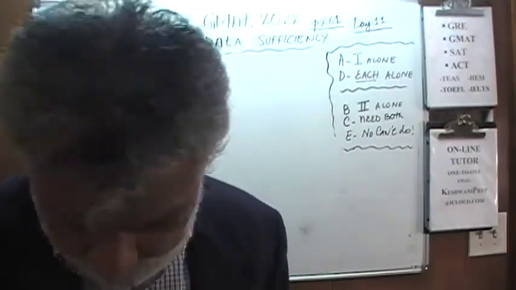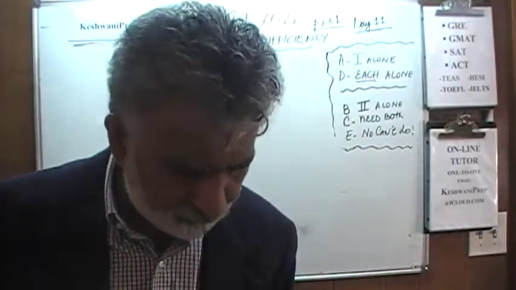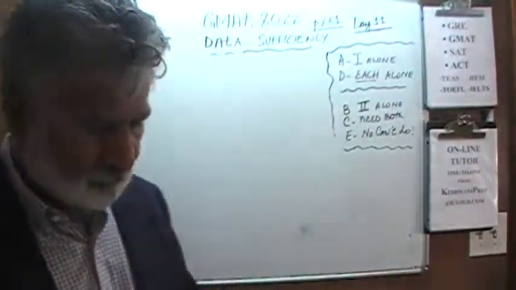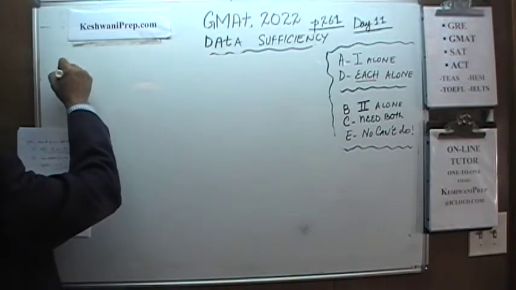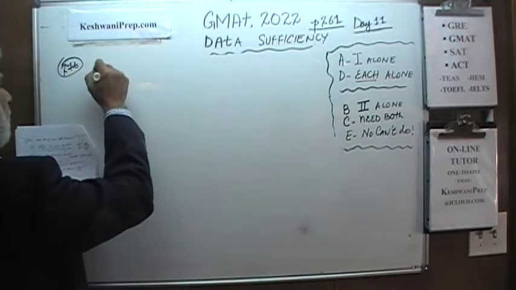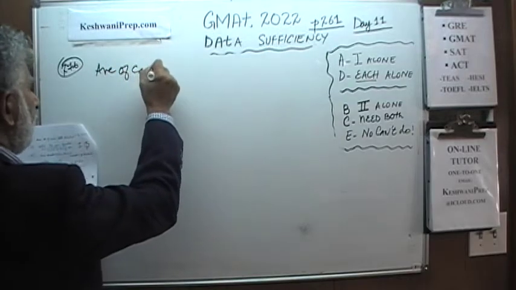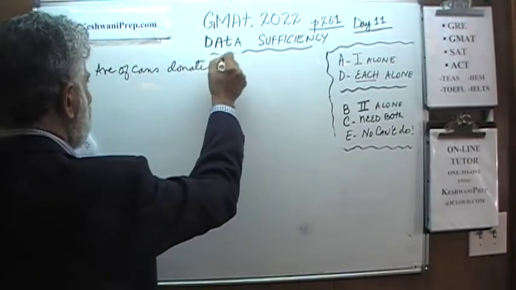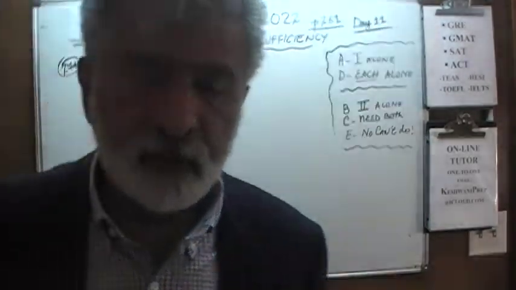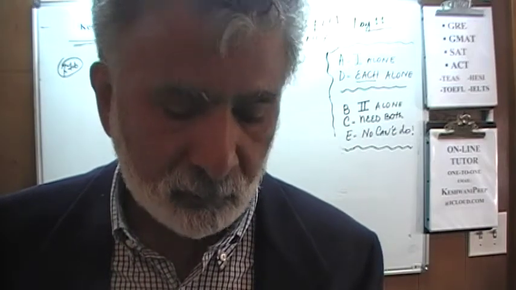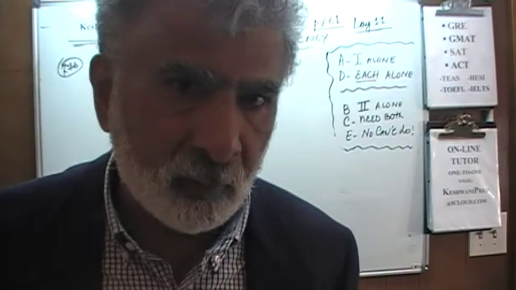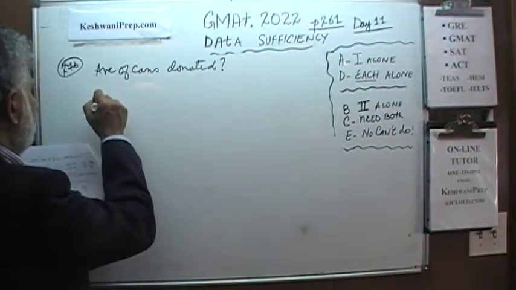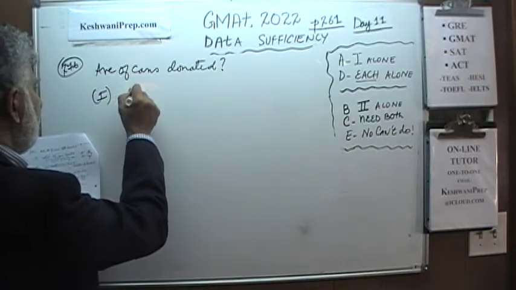So that was number 275. Let's move on. 276. In 276, we'll be asked average number of cans donated by students. So we have students in a certain class and they all brought some canned food to donate to some charity, to some food bank. They all brought some cans of food from their home, and the question is what was the average number of cans that were donated by these students. The first statement tells us that the 56 cans were donated.